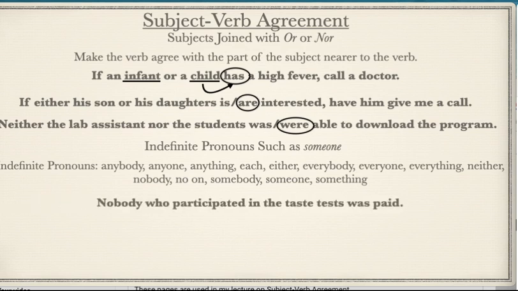Here's our example. Nobody who participated in the taste tests was paid. Again, think back to the beginning of this lecture. If we strip away all the words that come between the subject and the verb, the subject-verb agreement becomes obviously clear. Nobody was paid. Try this one on your own. Each of the essays has or have been graded.